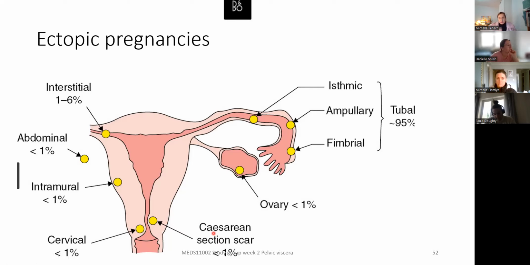So when someone has a cesarean, they don't do a vaginal delivery. The baby's pulled out through this lower uterine segment, we call it. Sometimes a fertilized egg may implant there, but the most common ones, 95%, are tubal, in the fallopian tube or uterine tube.